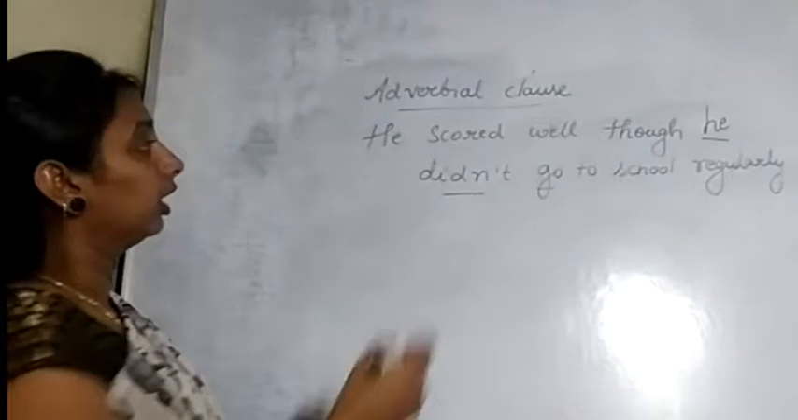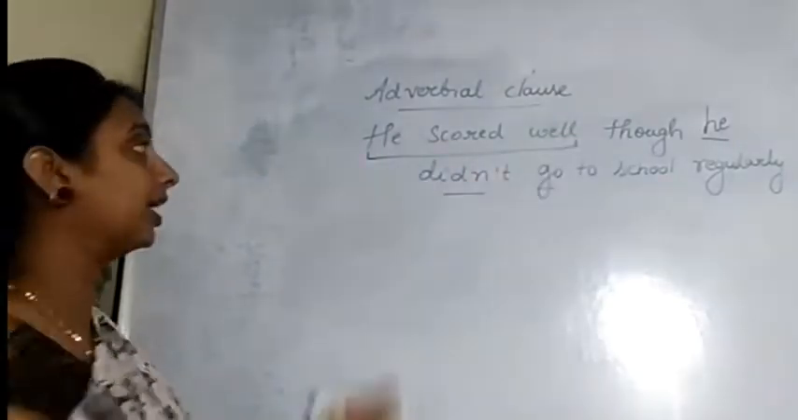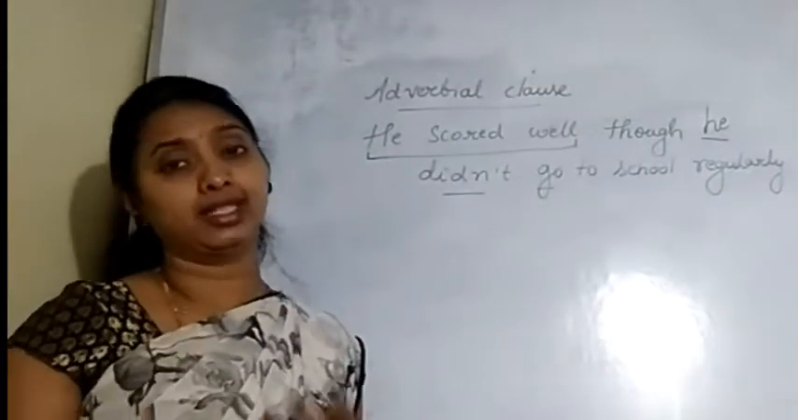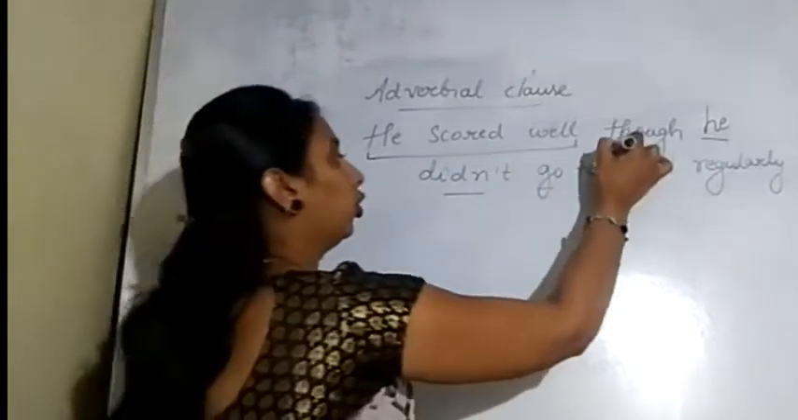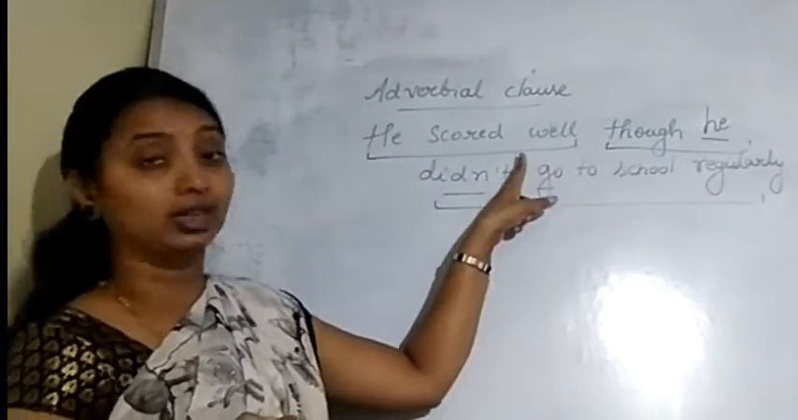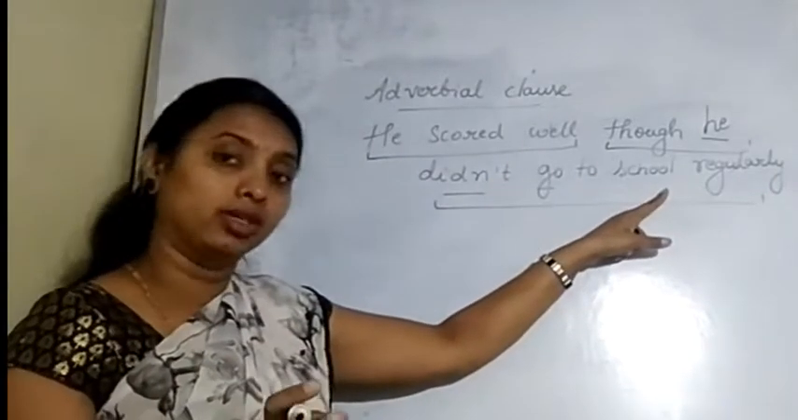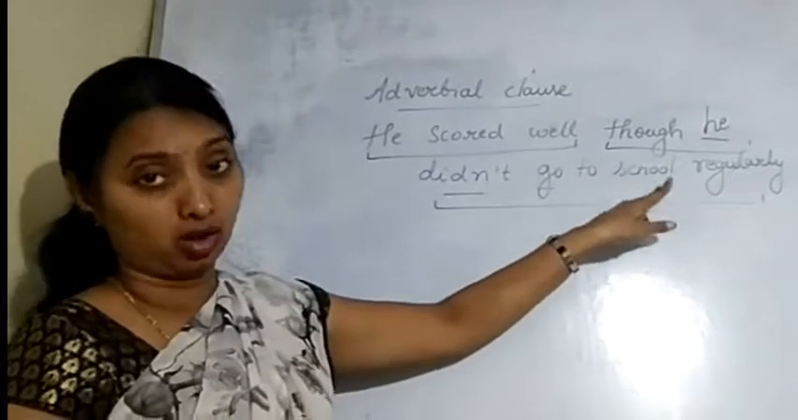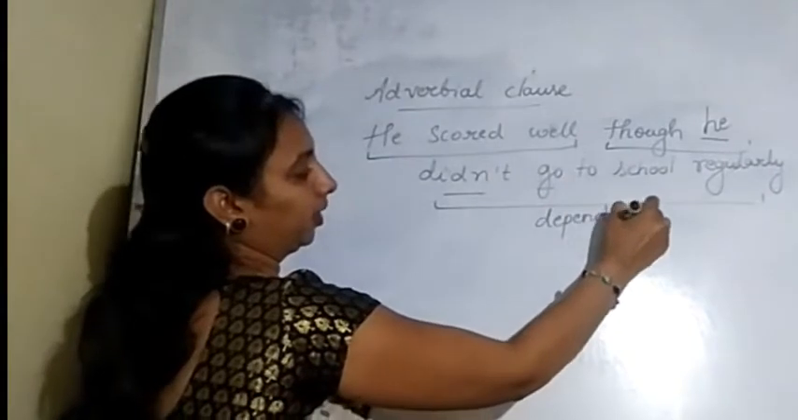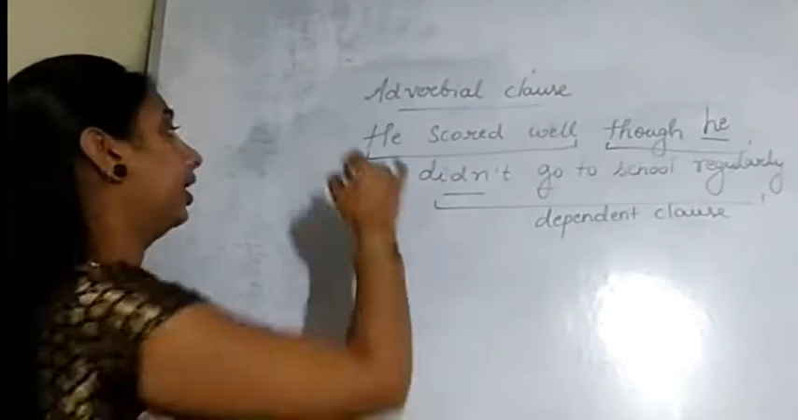Here, "he scored well" is one sentence. This is called an independent clause. He scored well. Sentence is over. It doesn't depend on any sentence. Now if I go for, "though he didn't go to school regularly," this sentence depends on the other sentence. This sentence cannot stand on its own. That's why this sentence is called a dependent clause. Dependent clause. This sentence is called an independent clause.